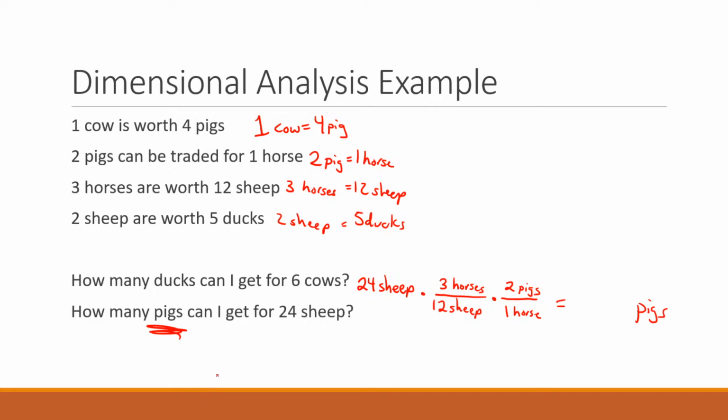And so that is where I should stop, and I don't need to keep going. I know I can convert pigs to cows, but I don't want cows, I want pigs. So why would I convert them away?